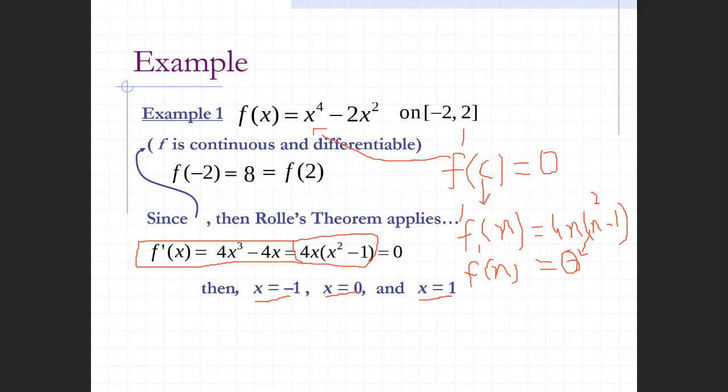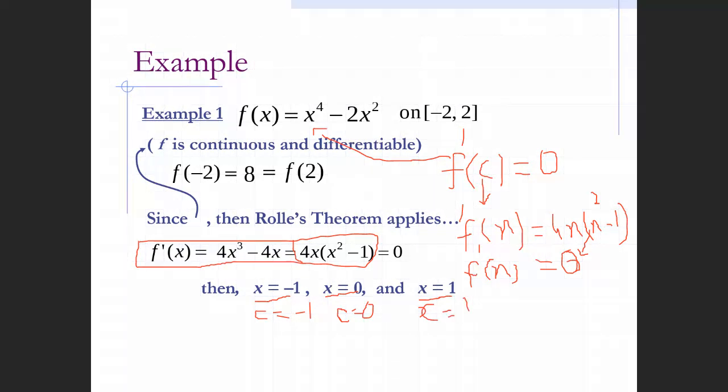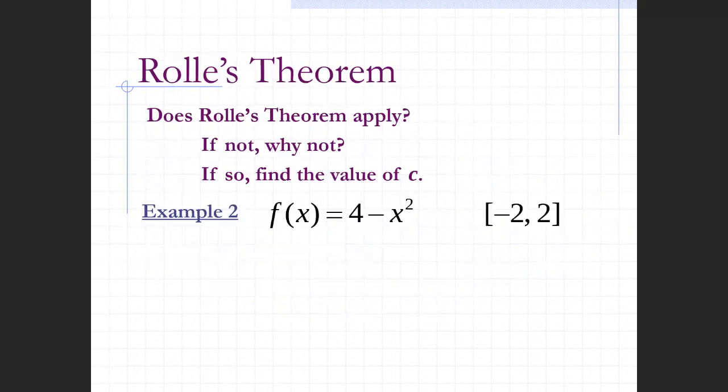So these are the points. These are the values of c: c is -1, c is 0, and c is equal to 1. These are the points where the derivative of the function is equal to 0. In this way you can find those values. We just find the values of c where the derivative of the function is equal to 0.